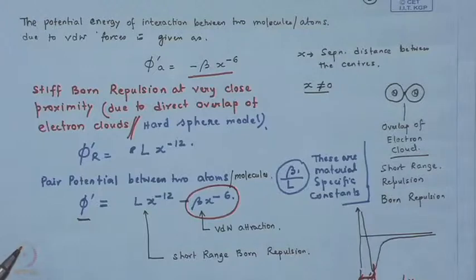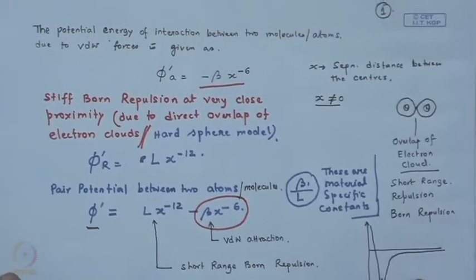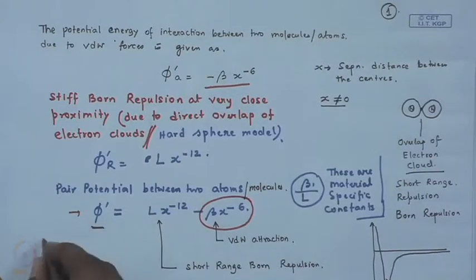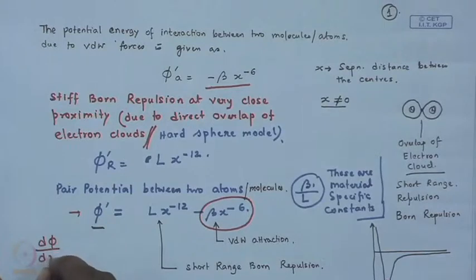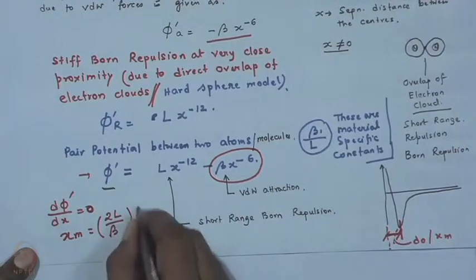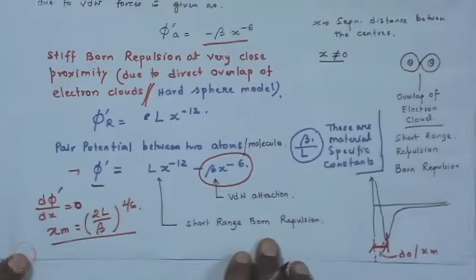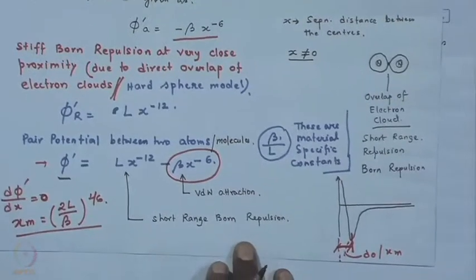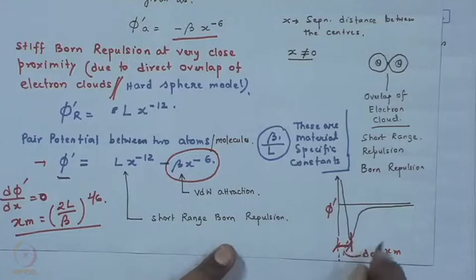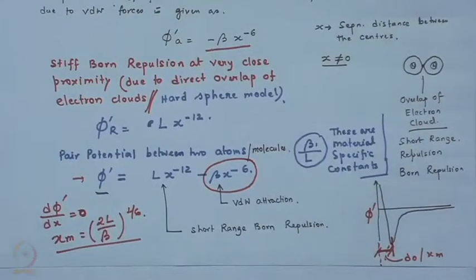One can also, from this particular relation, I just forgot to mention, set del phi dash del x equal to 0 to obtain a value of xm, which turns out to be equal to 2L by beta raised to the power 1/6. So, this gives you the minimum in the potential curve, and from that you can find out the minimum distance where the two atoms or molecules can come in contact.